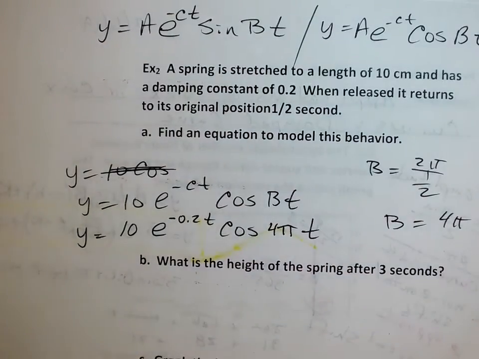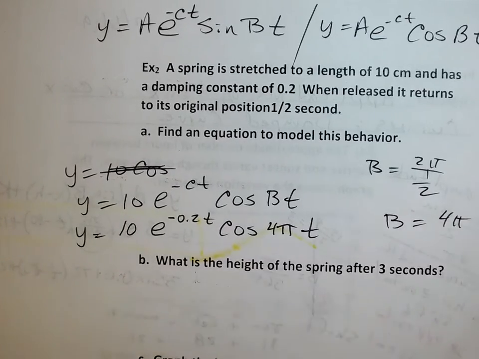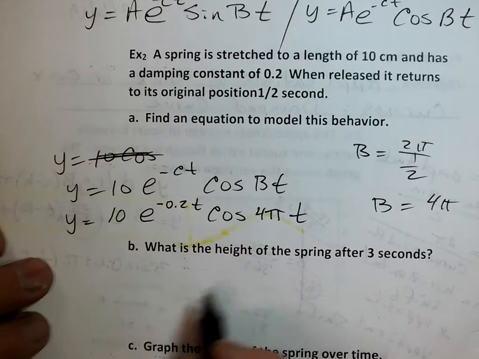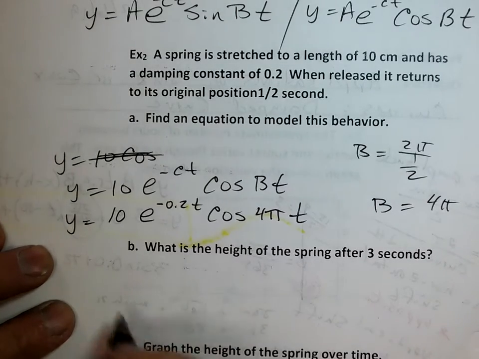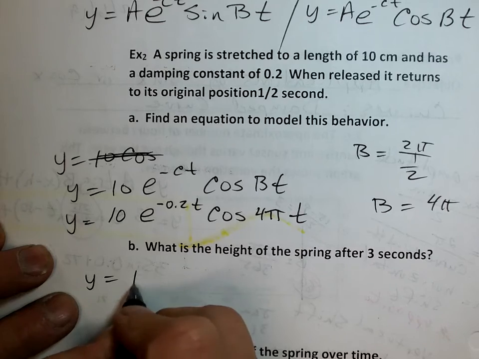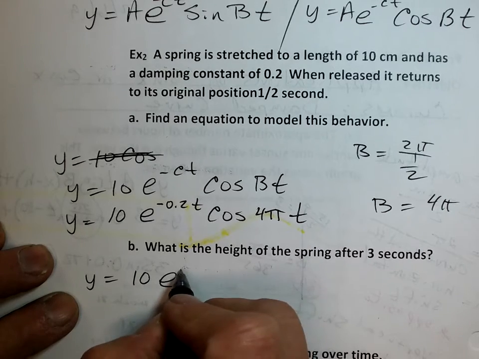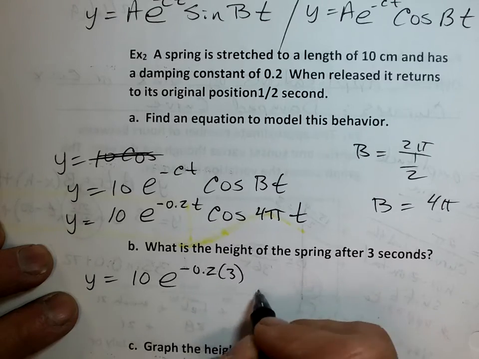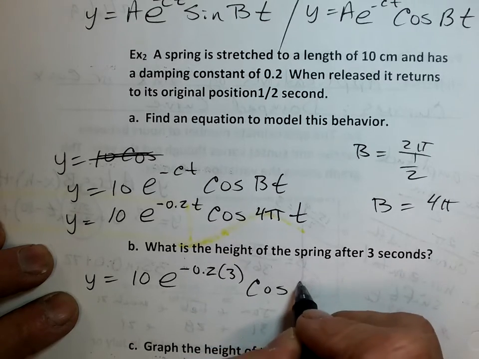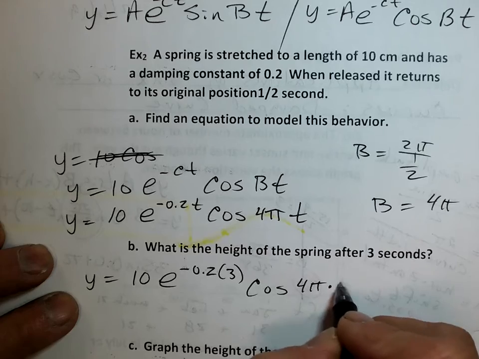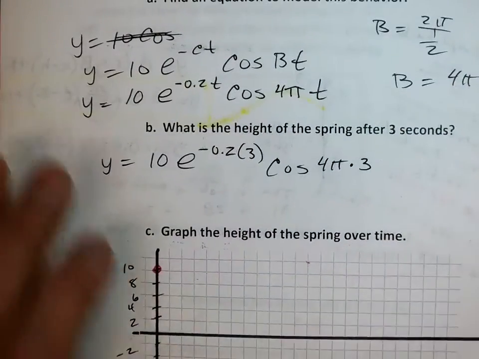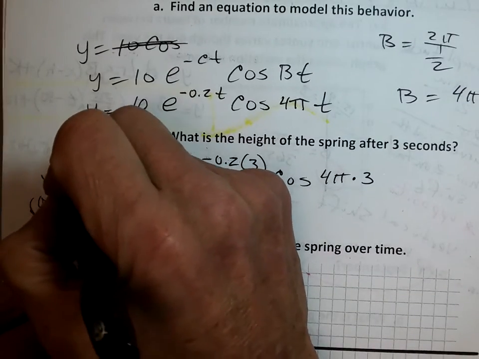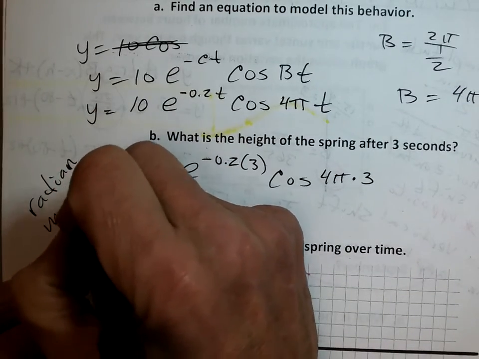Now, to do the rest of this, we can plug in 3 for t, right? So B, what is the height of the spring after 3 seconds? Well, let's go y equals 10 e to the negative 0.2 times 3 cosine 4 pi times 3. I'm just going to use my calculator, in radian mode. Got to have radian mode. Let's just see what I get on my calculator.